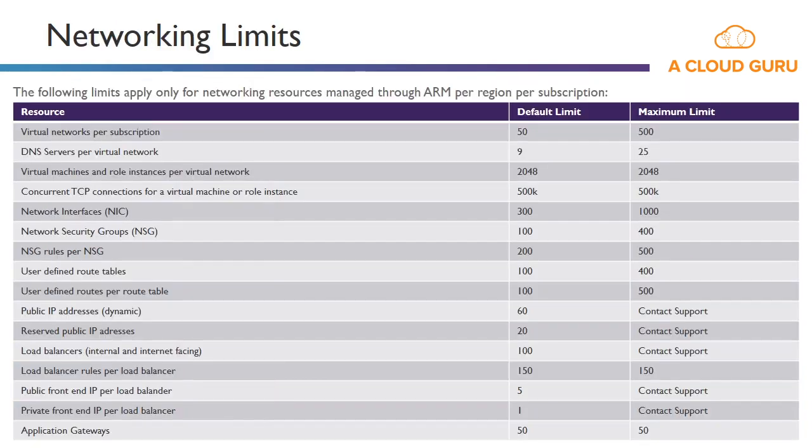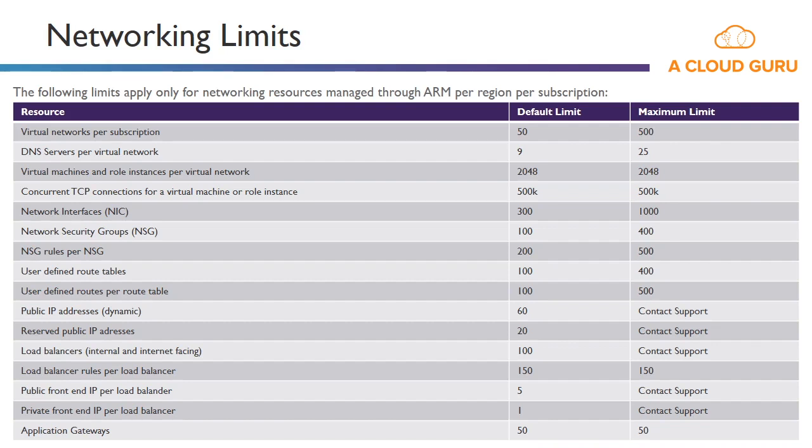One final thing we just need to cover on networking is around networking limits. And you can see the limits on screen. You can get the latest limits by checking on the Azure website. Now there's a couple I'll just bring your attention to. For one, there is a default limit for network security groups of 100, but this can be increased very easily to 400. NSG rules per an NSG, we're looking at a default of 200, but this can be increased to 500.